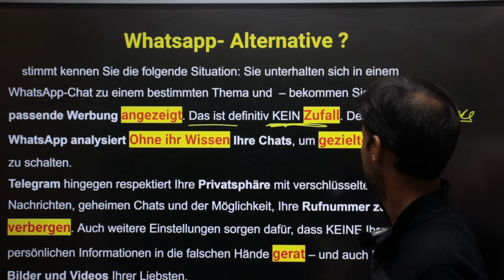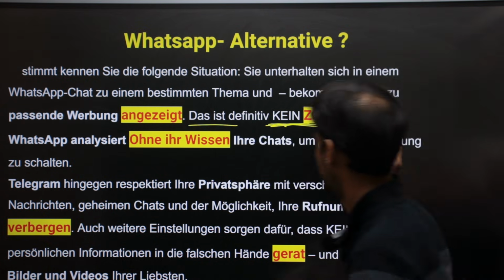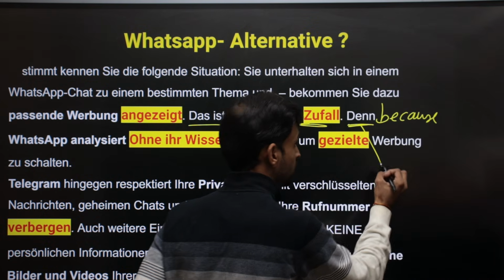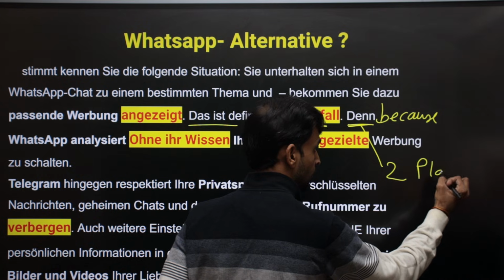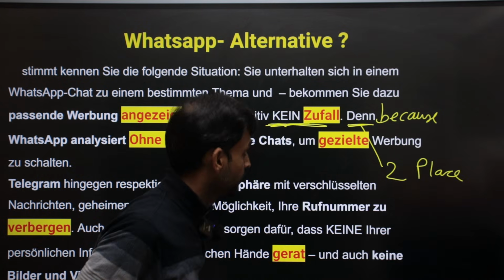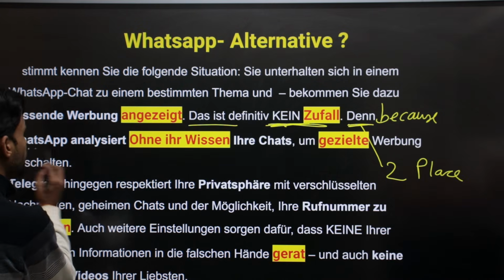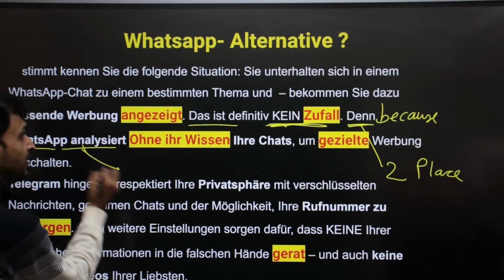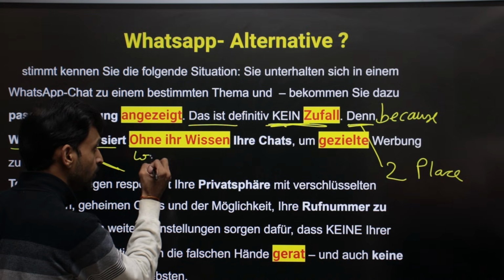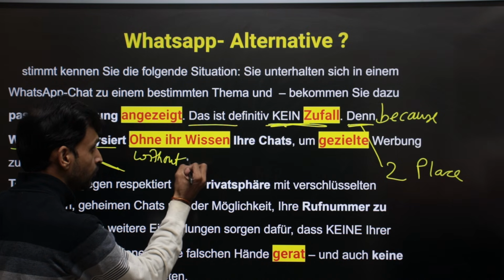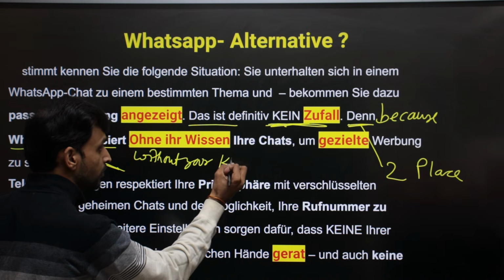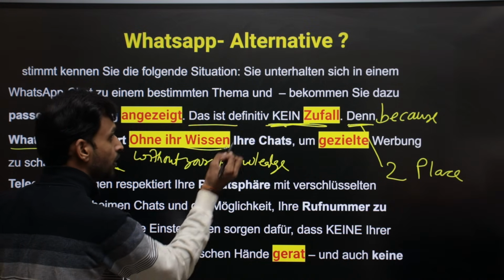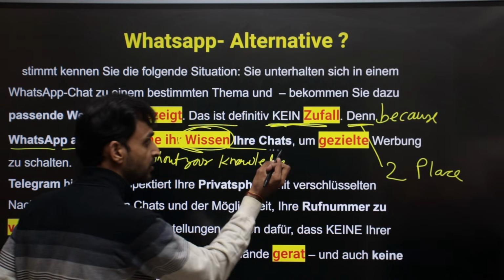Then means because. Then is again because. Then means because, and we see the verb is in second position with then. So then, because WhatsApp analysiert ohne ihr Wissen ihre Chats. WhatsApp analyzes your chats without your knowledge. Ohne, without. Wissen means without your knowledge, without your awareness.